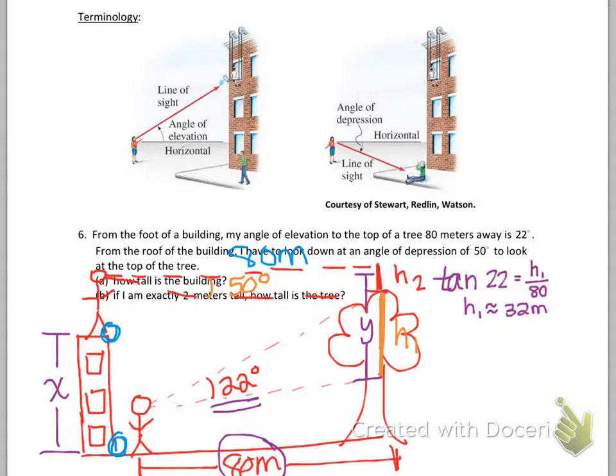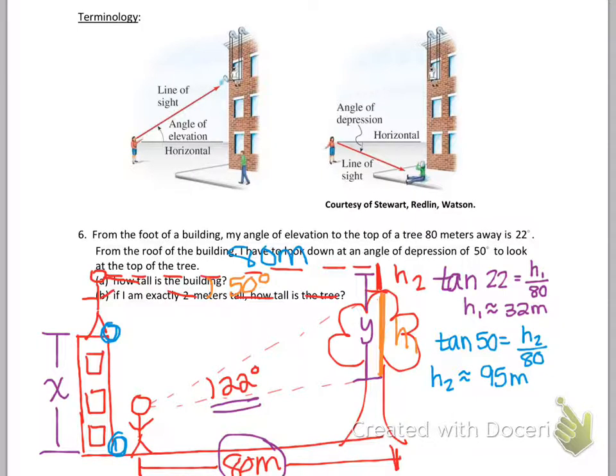So we don't know the opposite, and we have the adjacent. So we're again going to use tangent, but now it's tangent of 50 degrees equals the second height, which is the smaller one, over 80. And when I get that, H2 is about 95 meters. And again, not drawn to scale because it looks like H2 would be smaller, which it's not. So again, just keep that in mind.